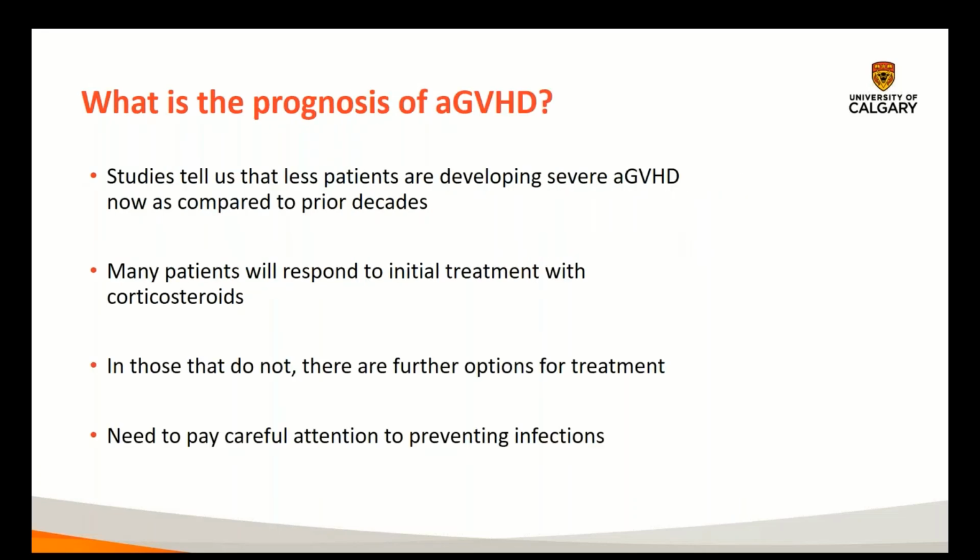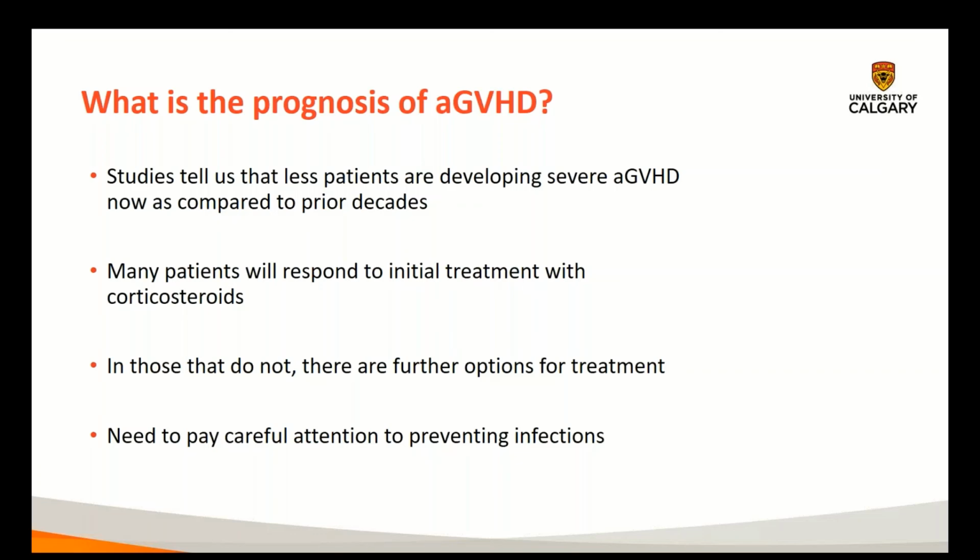So what's the prognosis? Again, there's no clear answers here. Studies tell us the good news is less patients are developing severe acute graft versus host disease now as compared to prior decades. And that might be because there's better technology to characterize those HLA proteins of the donor and the recipient that I was mentioning earlier. And so that allows us to pick a closer matched donor. We also now have better drugs to prevent and treat acute graft versus host disease and to support patients as they're going through the treatment of acute graft versus host disease, particularly trying to prevent infections.